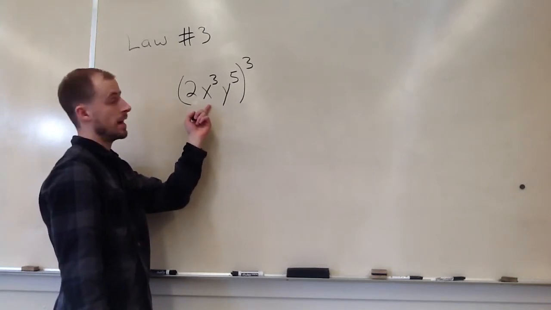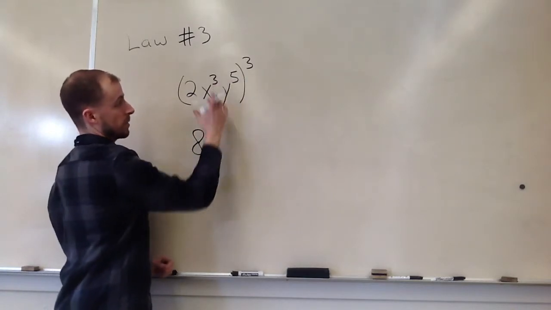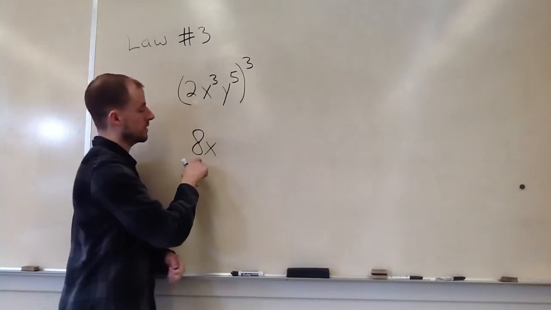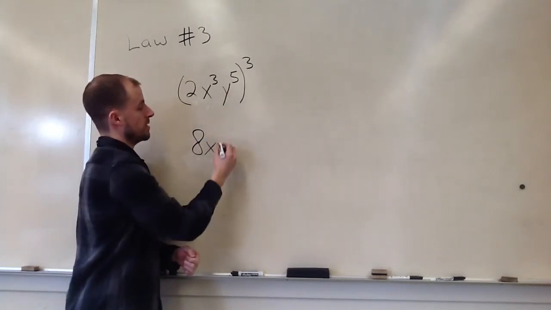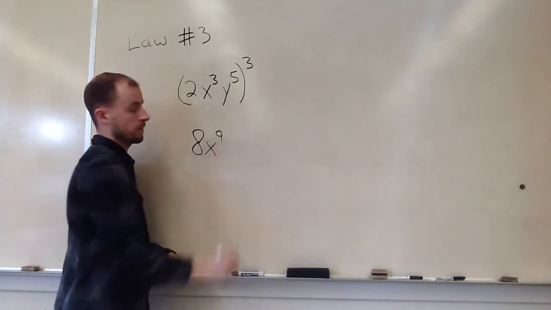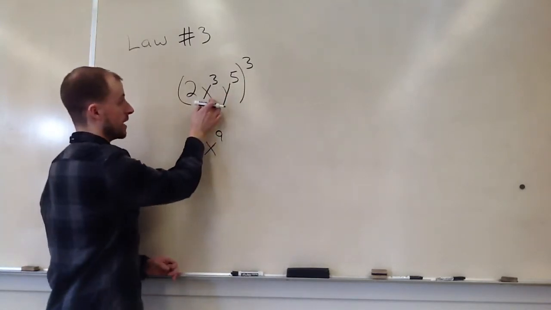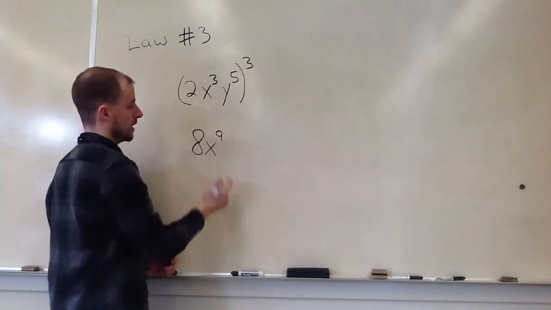So here's our base of x. The law says multiply exponents together. So we take 8 times x. Our exponent here will be 3 times 3, which is 9. So don't add exponents here. We're multiplying them. Because this is 3 x's 3 times. So 3 groups of 3, which is 9.